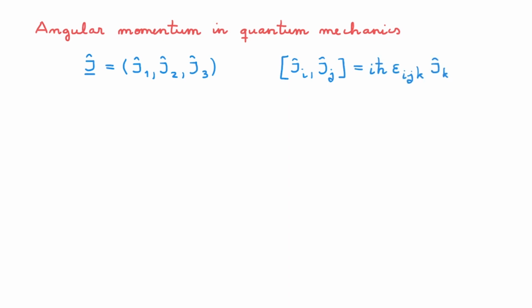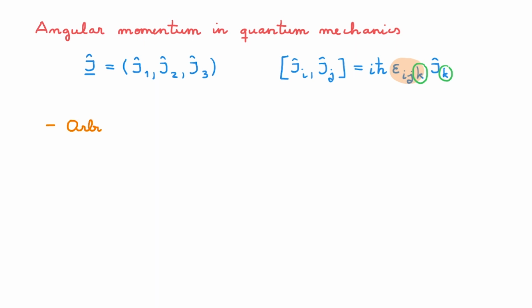And you will remember from the video on angular momentum that epsilon ijk is the Levi-Civita symbol, and that we're using Einstein notation so that an expression like this implies a sum over repeated indices, in this case over the k indices. So this is a definition of a general angular momentum in quantum mechanics.